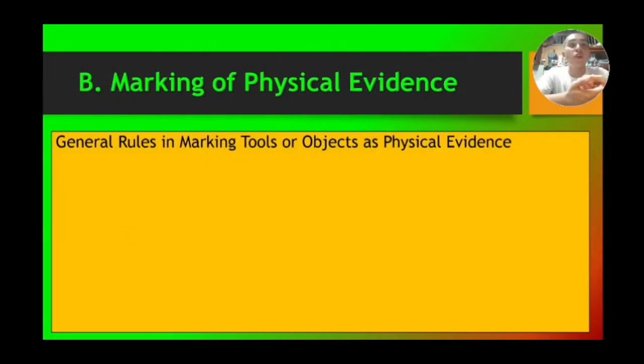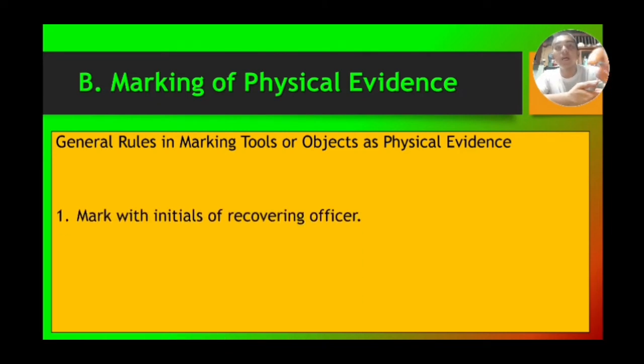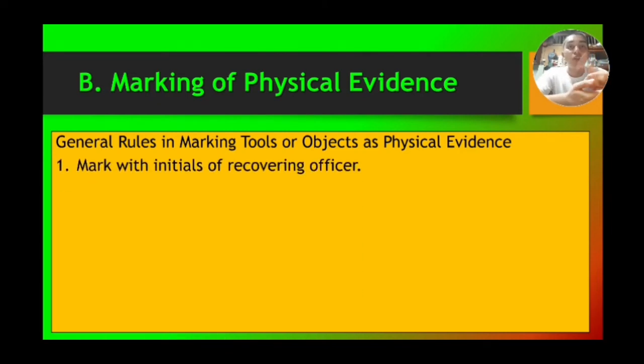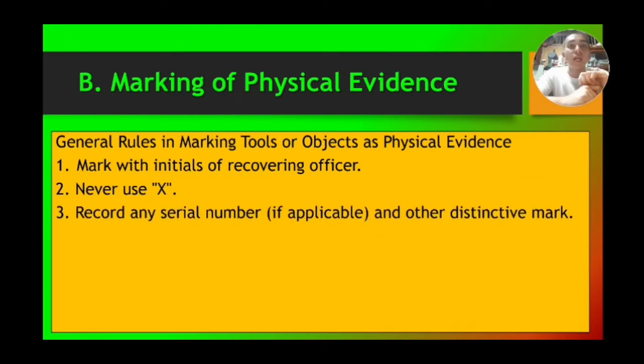So, marking of physical evidence. The investigator will mark the initial of the evidence. Here are the general rules in marking tools or objects as physical evidence. First, mark with initial of recovering officer. Second, never use X. Third, record any serial number if applicable and other distinctive mark.